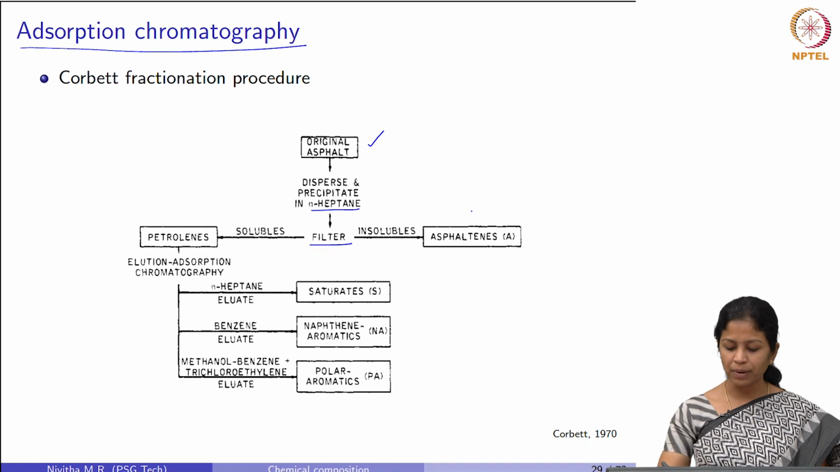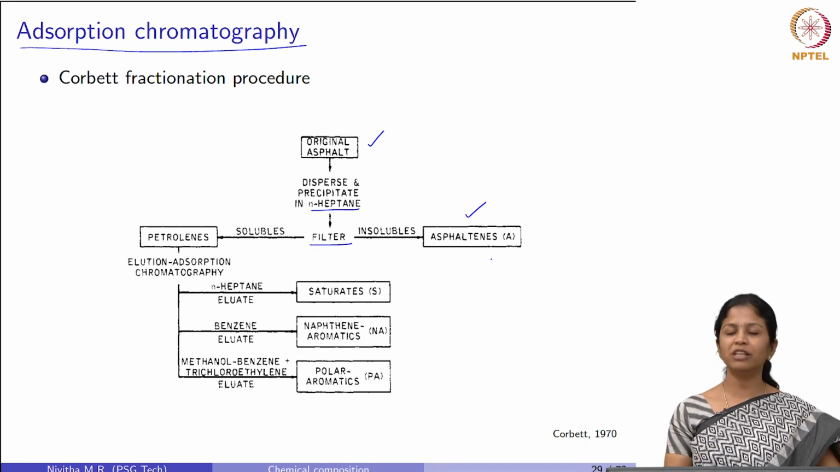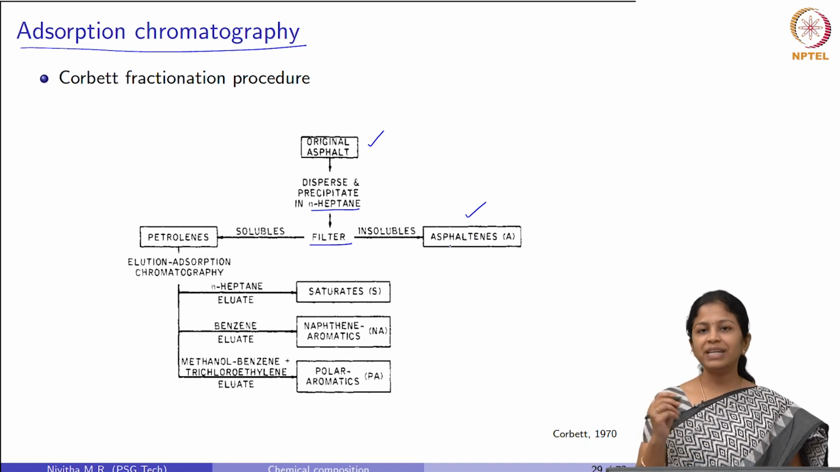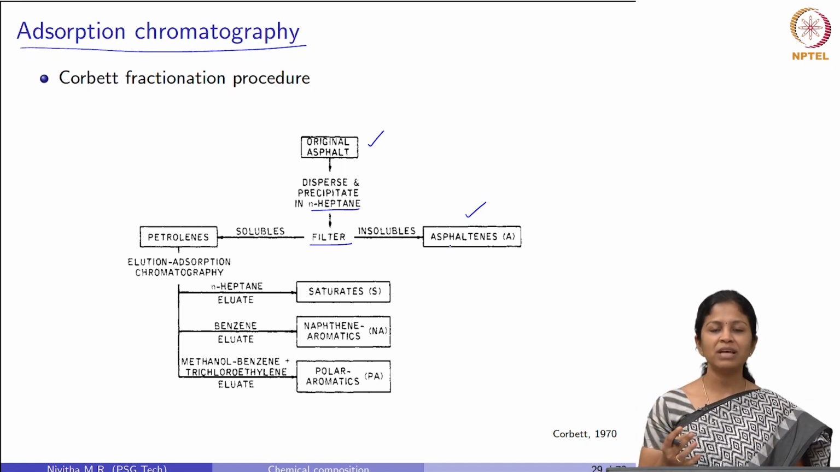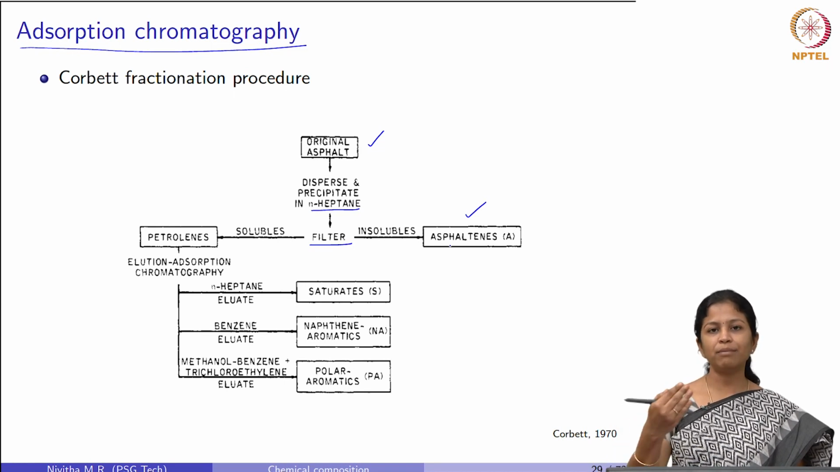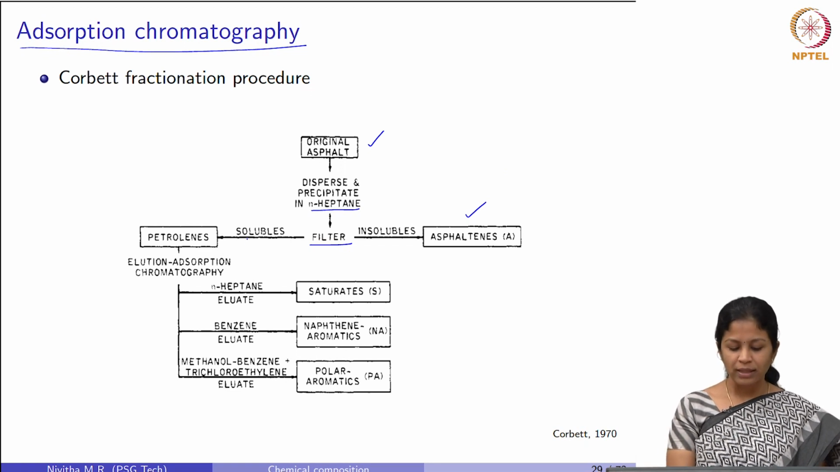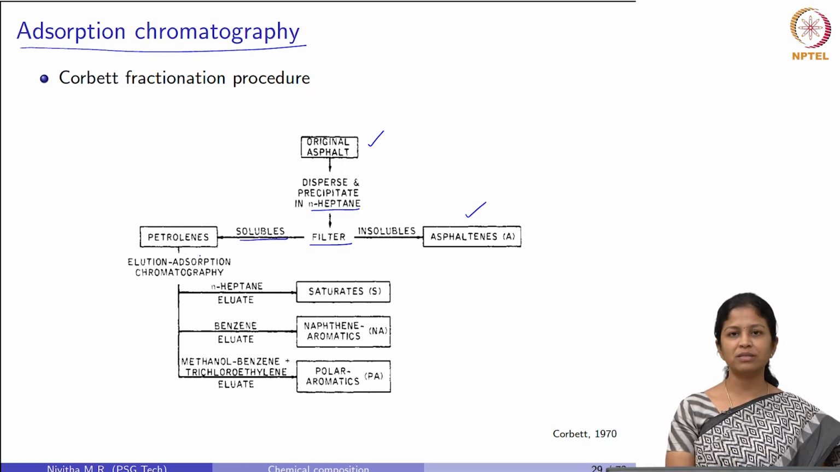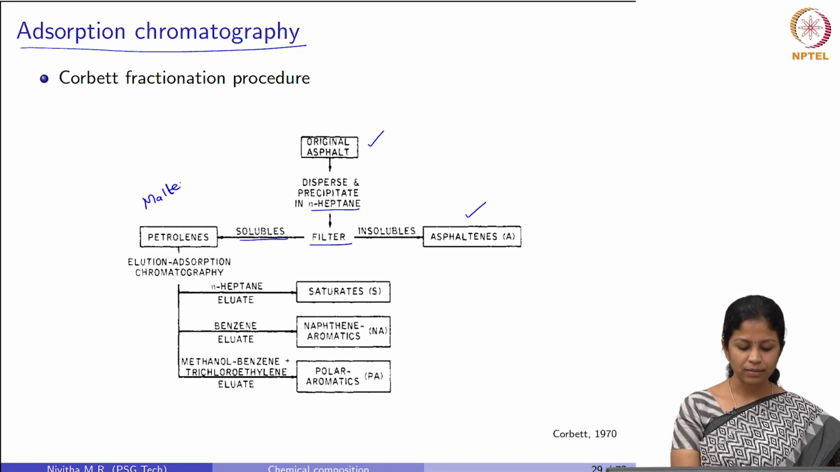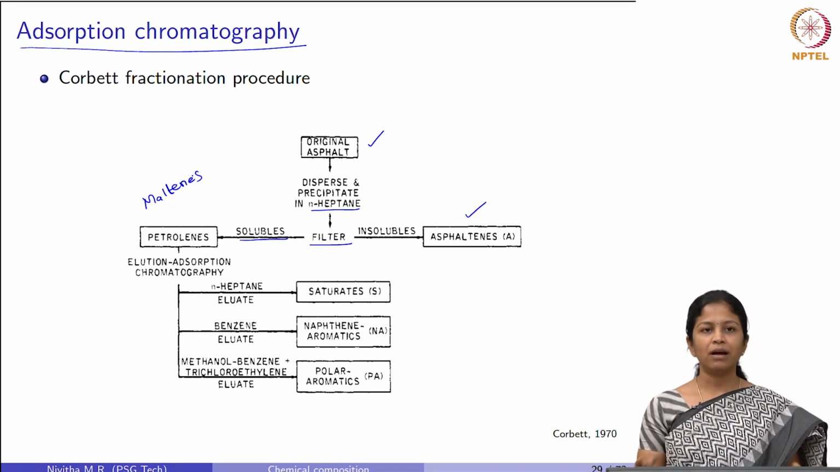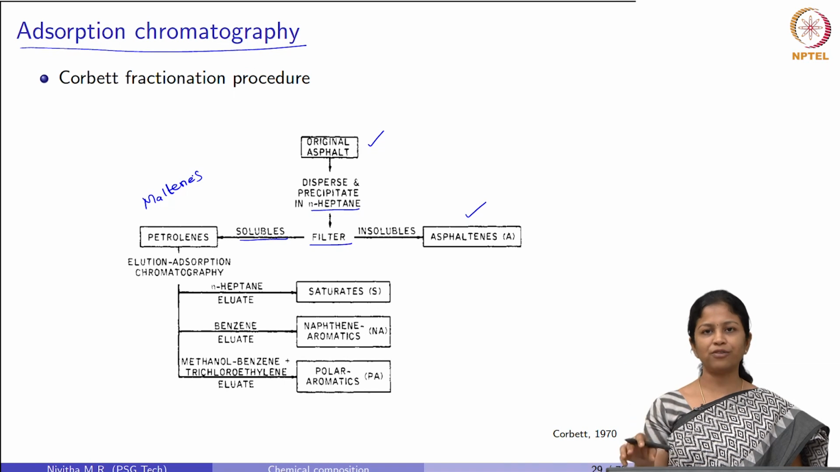Whatever is insoluble is again called asphaltene, similar to the previous cases. When you dissolve it in a solvent, the insoluble fraction which immediately settles down is called asphaltenes. These asphaltenes are higher molecular weight compounds and they easily separate out from the remaining fraction of bitumen. The soluble fraction is called petrolanes, which can also be called maltenes. Generally people divide the composition of bitumen into asphaltenes and maltenes, or asphaltenes and petrolanes.